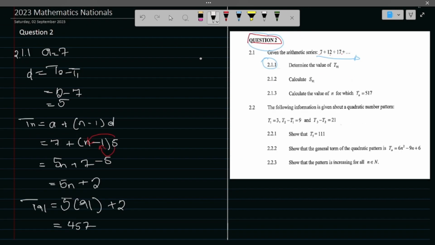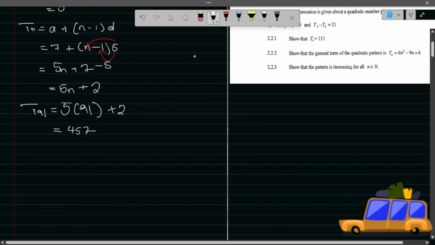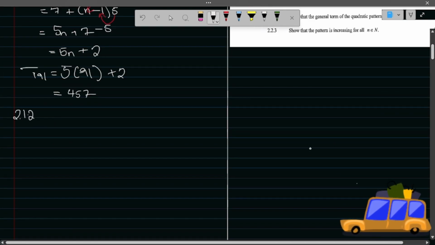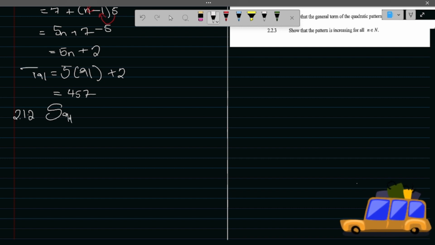The second question, 2.1.2, says that you need to find the sum of the first 91 terms. So we know that the equation says Sn is equal to n over 2, multiplied by 2a plus n minus 1, multiplied by d.